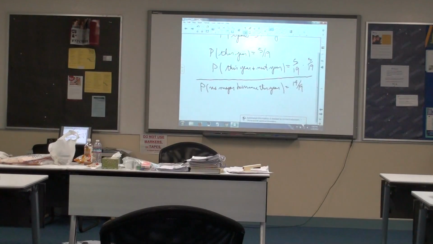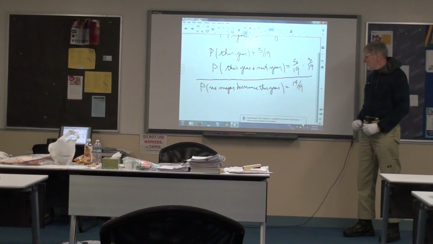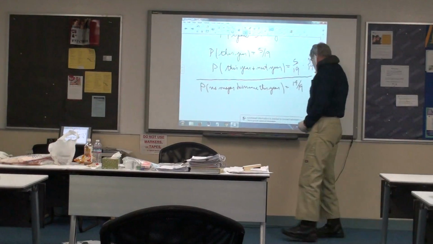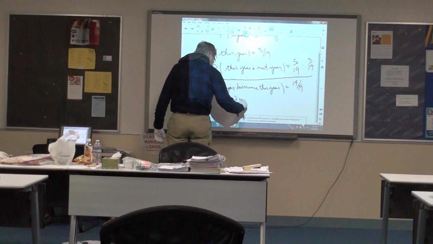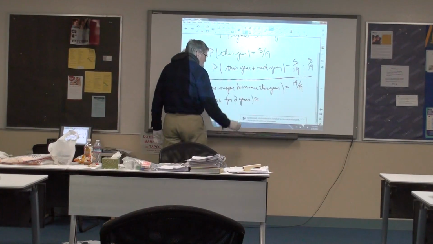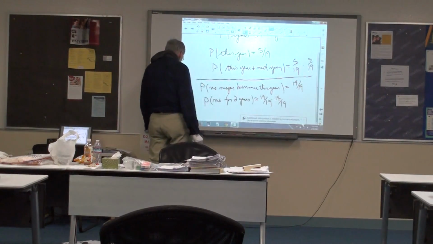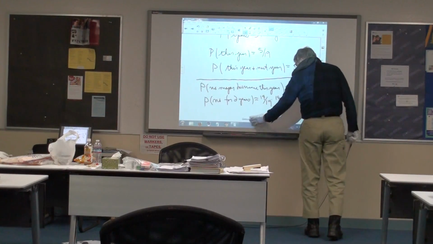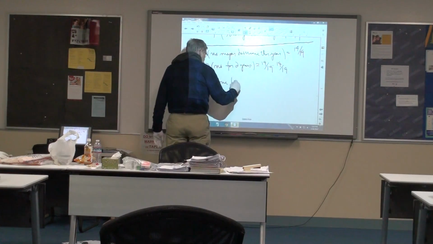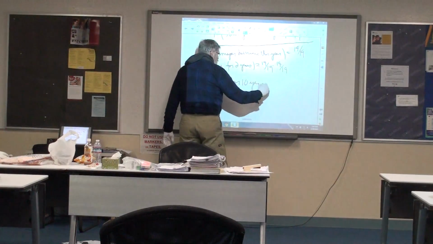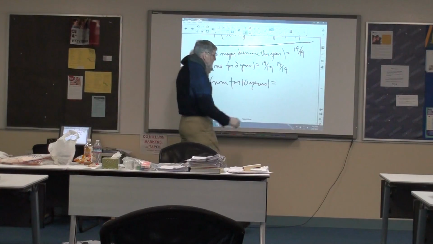45. Right. 14 left over. Leftover from 5 over 19 is 14 over 19. Now, what's the probability of no hurricane for 2 years? Also 14 over 19. 14 over 19 times 14 over 19. Now, what's the probability of none for 10 years? Equals what? 14 over 19 to what power? 10th power.